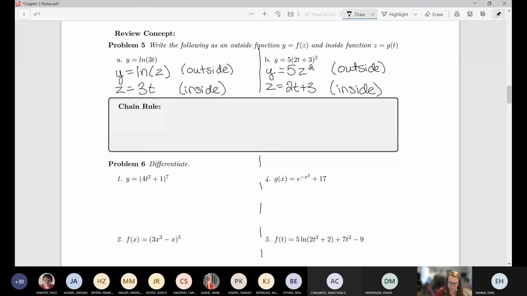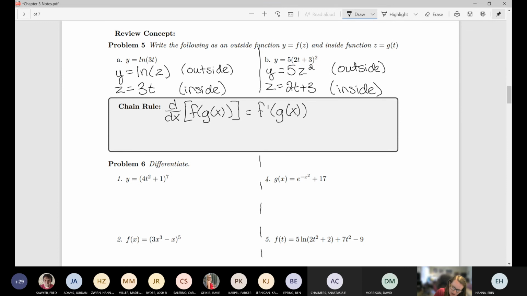So our chain rule, if we want to take the derivative of a composition, now I'm going to write this. I started with Leibniz notation and now I'm going to jump over to Newtonian, because the other side of this is easier to write in Newtonian.